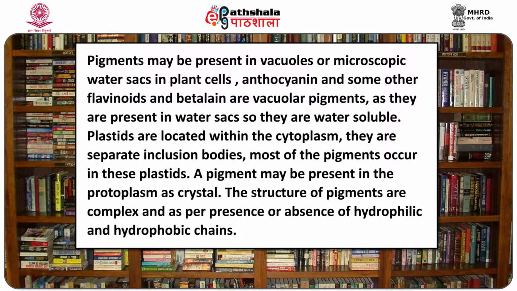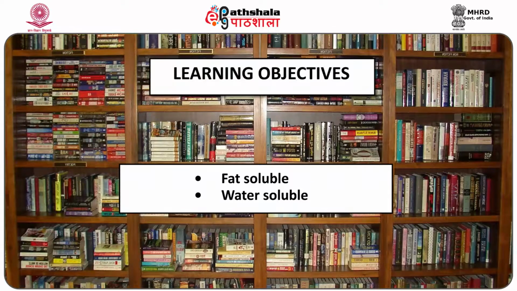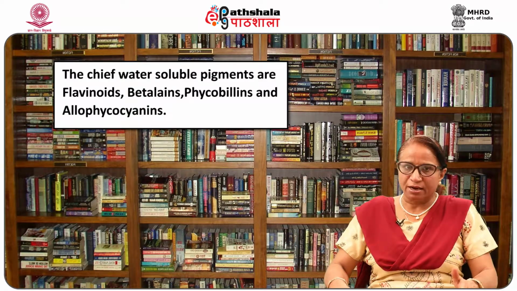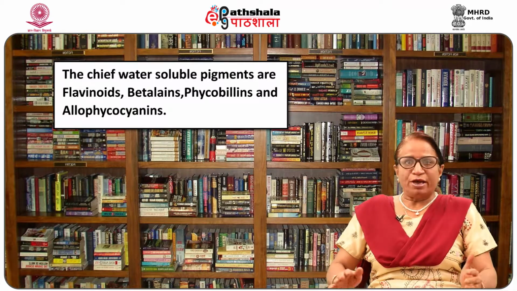The structures of pigments are complex and, as per presence or absence of hydrophilic and hydrophobic chains, pigments can be divided into two categories, that is fat soluble and water soluble. Here we will discuss water soluble pigments. The chief water soluble pigments are flavonoids, betalains, phycobilins, allophycocyanins and some others. Let us learn about them one by one. First of all, we will discuss flavonoids.